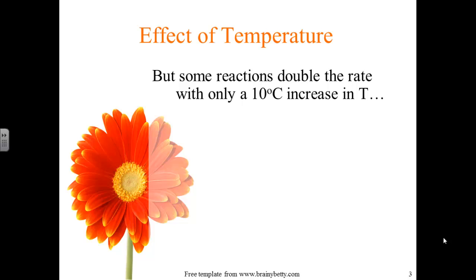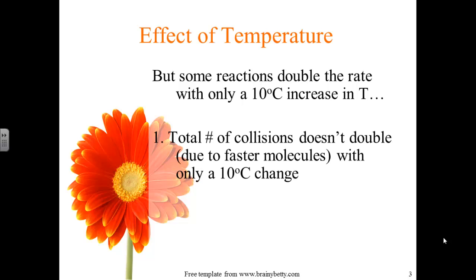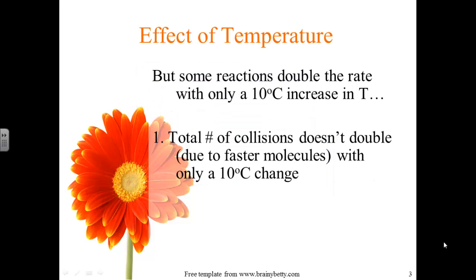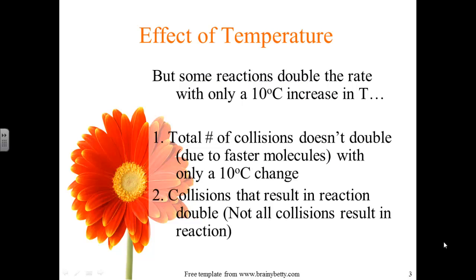But we know from experiment that some reactions double their rate with only a 10-degree increase in temperature. So how does this make sense? If we've only increased the temperature 10 degrees, how is the reaction doubling its rate? This is because the total number of collisions doesn't double with a 10-degree change. If you change the temperature by 10 degrees, you're not necessarily doubling the total number of collisions because of faster molecules. What you're doing is doubling the collisions that result in reaction.